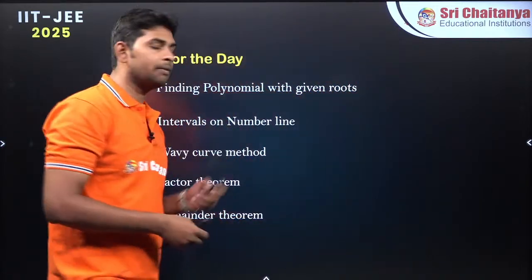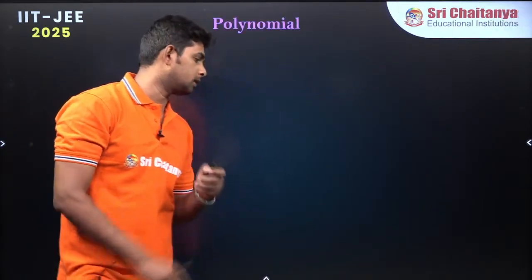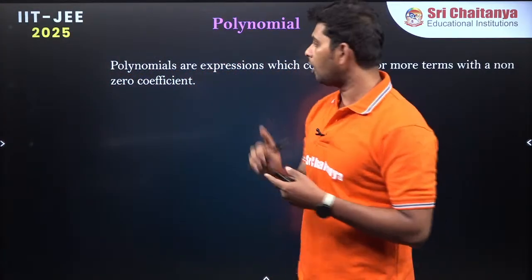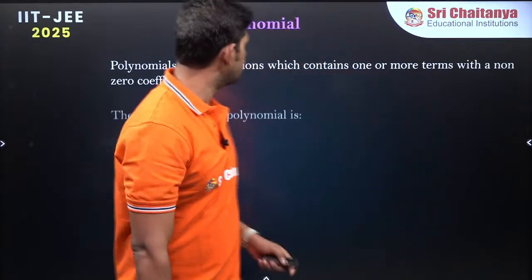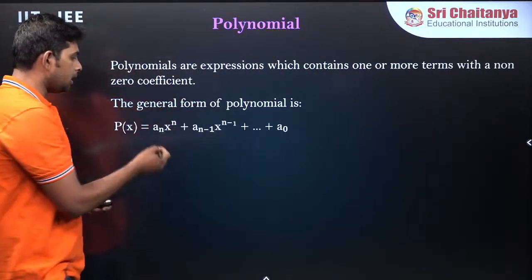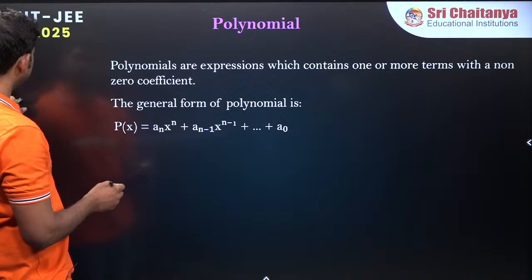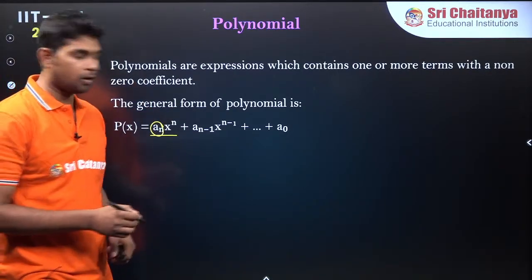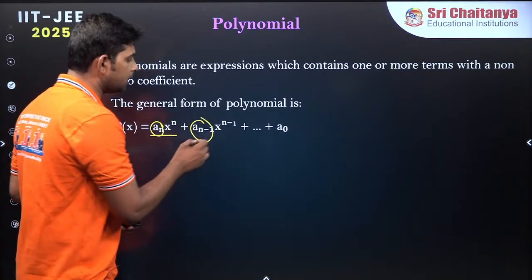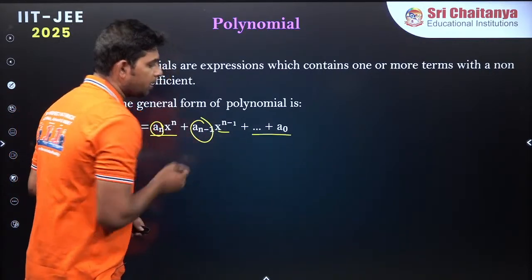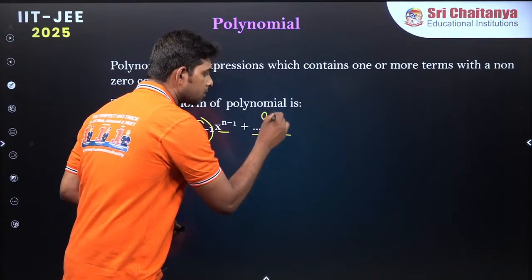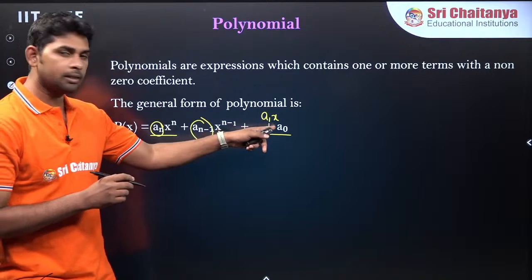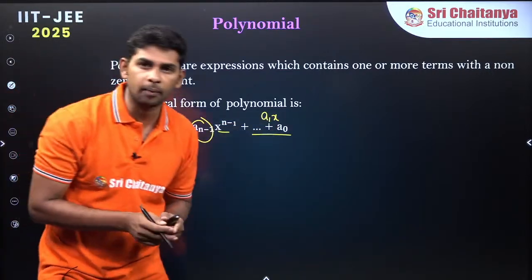So before that, let me give a glimpse of the polynomial, how we are going to define it. A polynomial is an expression which contains one or more terms with non-zero coefficients. If we look at the general form, a_n x^n, where a_n is a coefficient that is non-zero, and a_(n-1) is also a coefficient, x^(n-1), up to a_0. I am writing the terms so that you can understand how we are taking the expression with variable x and coefficients a_(n-1), a_1, up to a_0.